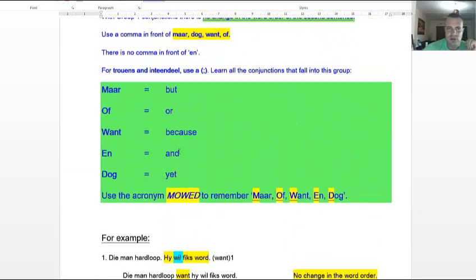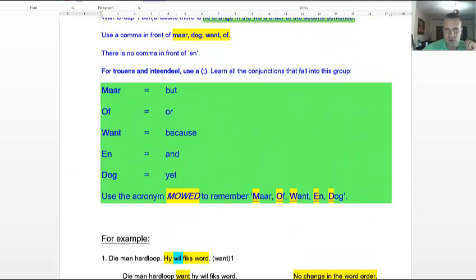Very important to know the meaning of these things. First of all, don't forget to learn the meanings. Otherwise, this whole thing is pointless. Okay?